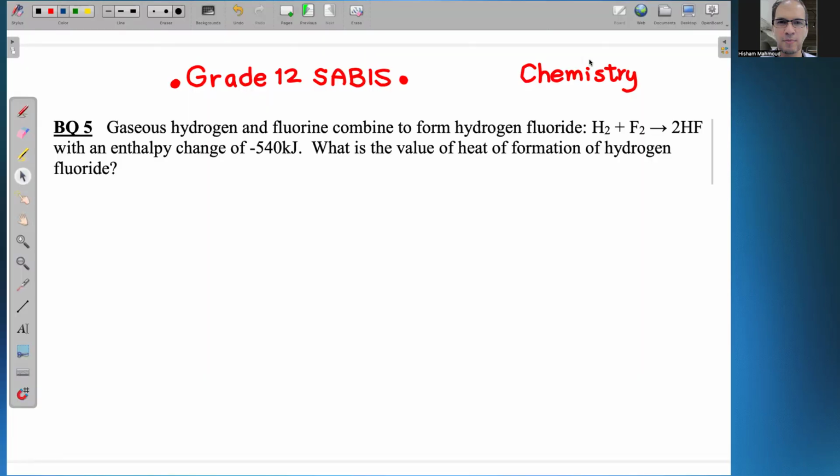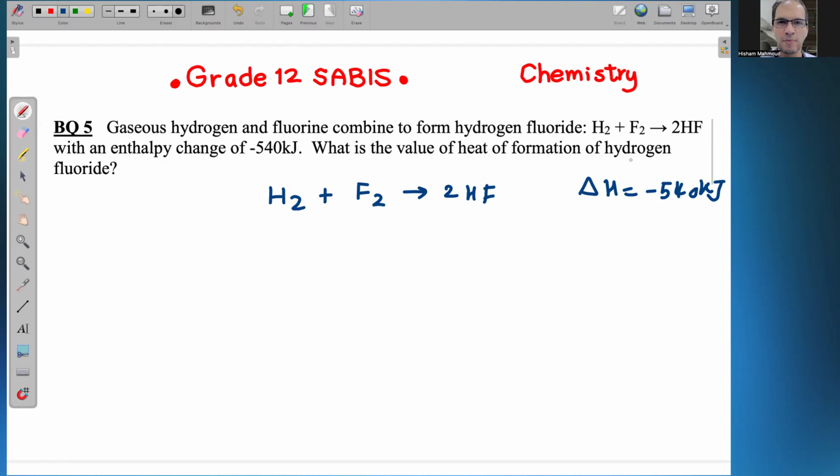The next question. Gases hydrogen and fluorine combine to form hydrogen fluoride. H2 reacts with F2 to form HF. 1 mole of hydrogen molecules reacts with 1 mole of fluorine to form 2 moles of hydrogen fluoride. The enthalpy change for this reaction, delta H, is equal to minus 540 kilojoules.